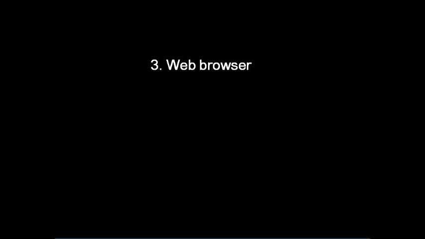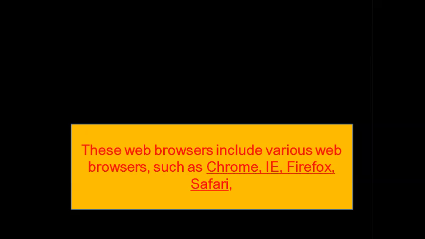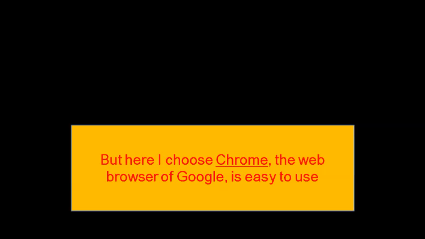The third is a description of the web browser. The web browser allows us to view and read HTML documents on the web. These include various web browsers, such as Chrome, IE, Firefox, and Safari, but here I choose Chrome, the web browser of Google, because it is easy to use.